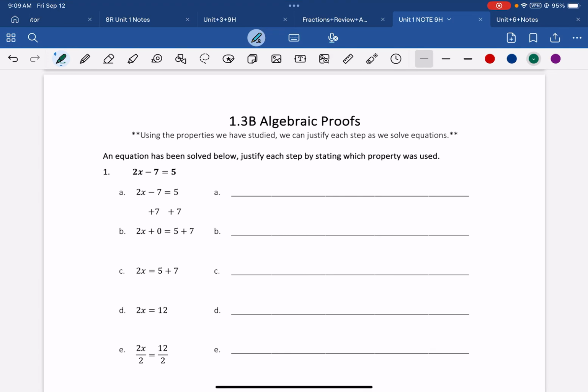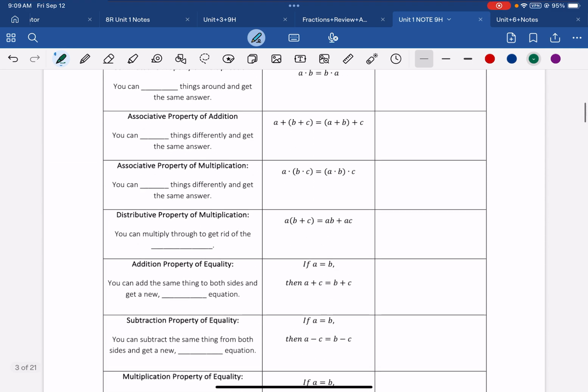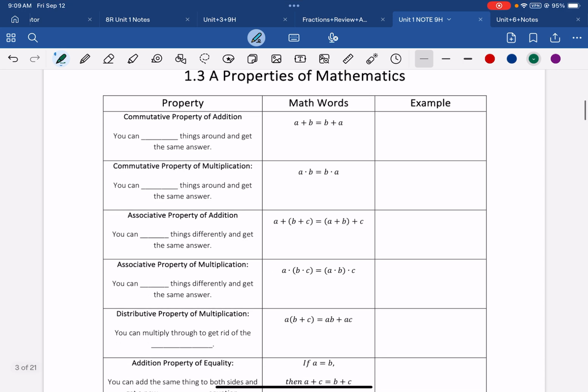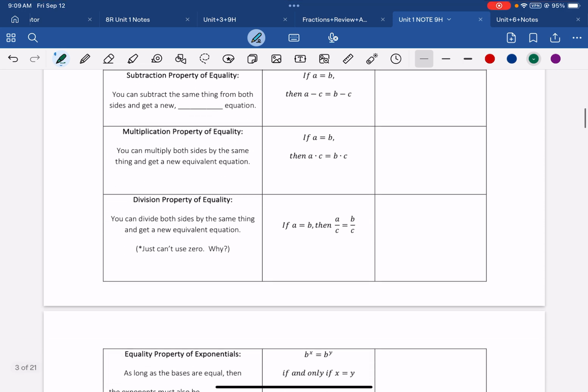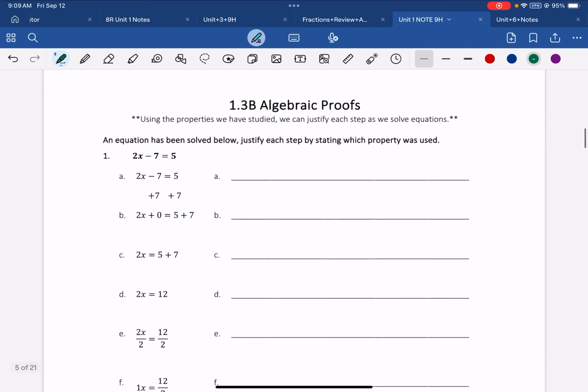Right, welcome to 1.3b, where we are going over algebraic proofs. In order to do this, you will want to have your little cheat sheet available where it talks about what each little property is called so that you can fill in the blanks.